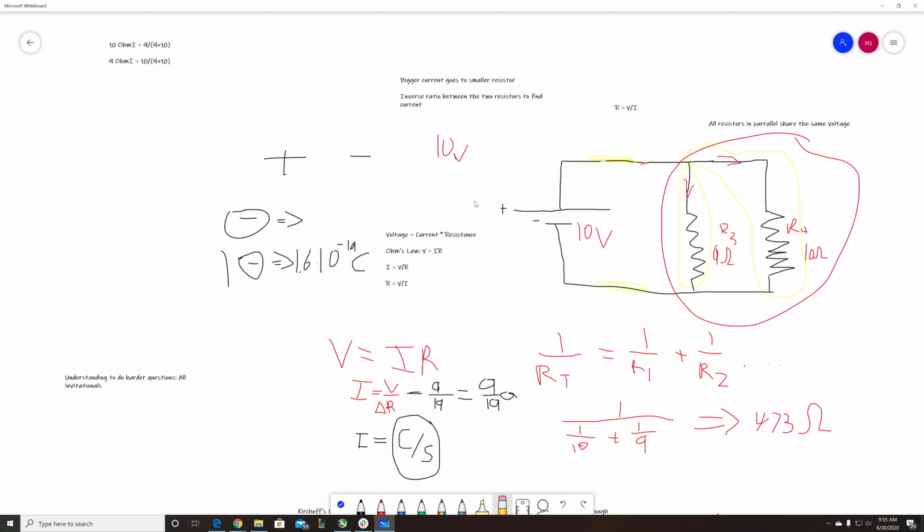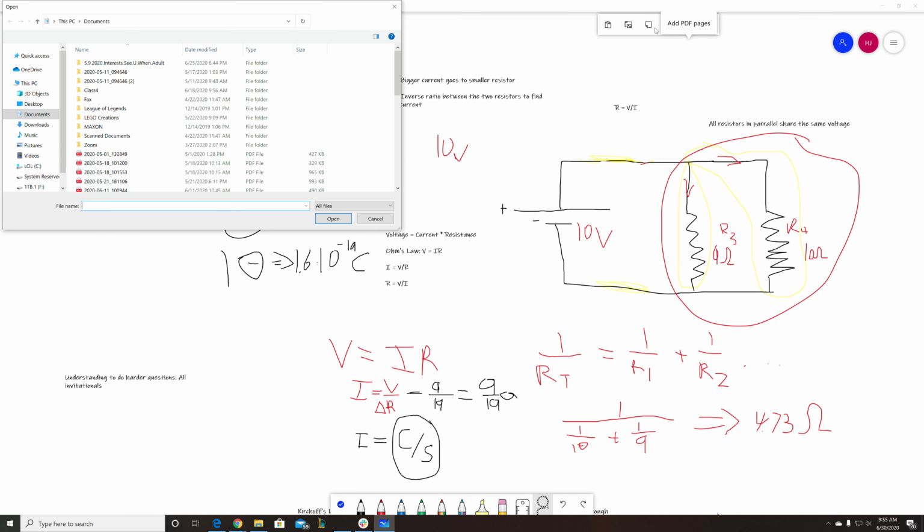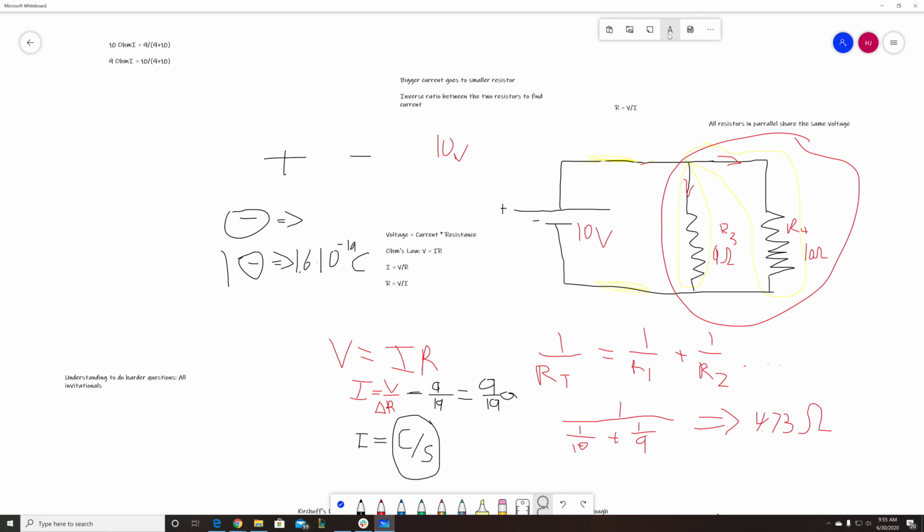But if the circuit is like this, you know that 10 volts is going to each of these resistors. If I need to, I'll include a text box. It's actually 10 volts on each resistor. This is the key point: the voltage that goes in, the equivalent voltage of the entire parallel circuit, is equal to the voltage on each resistor.